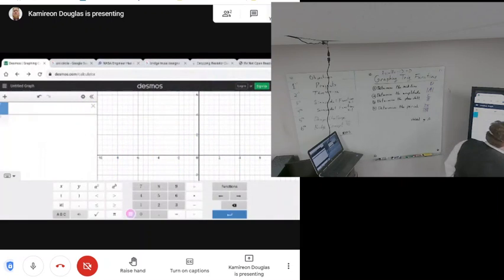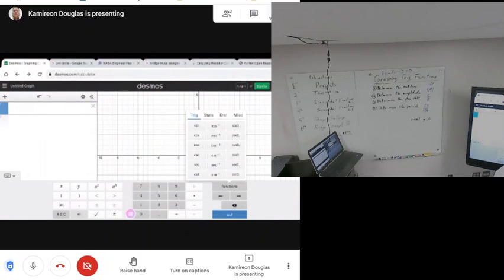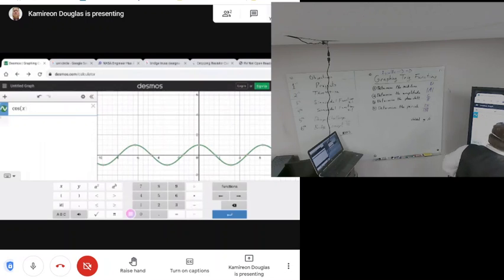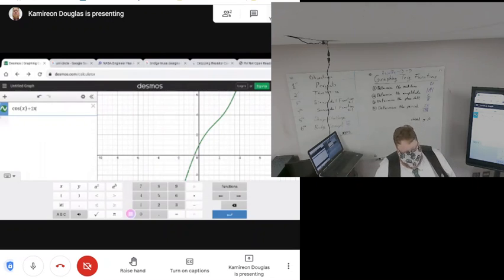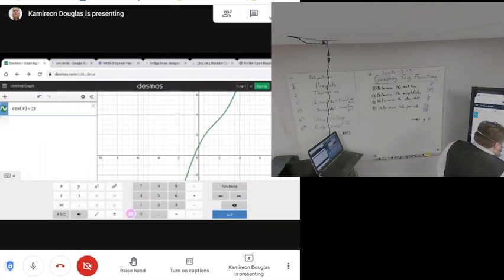We have cosine of x plus 2x. This one does not actually have an x-intercept in that range. So, where is this going to split apart? It doesn't split apart. This function does not split apart.